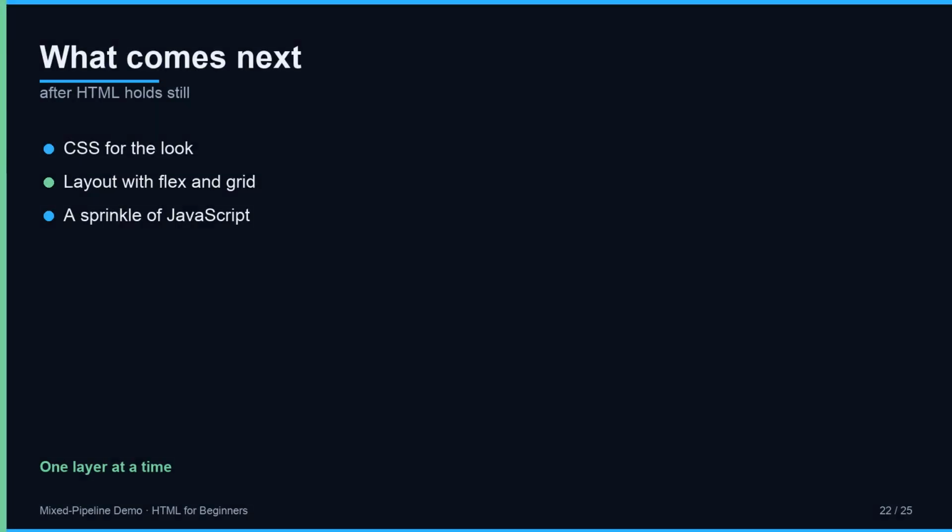Once HTML feels steady, what comes next? CSS, to control the look. Then layout, with tools called Flex and Grid. Then a small sprinkle of JavaScript, for behavior. Add one layer at a time. Do not stack all three at once, or you will drown in details that are actually simple in isolation.